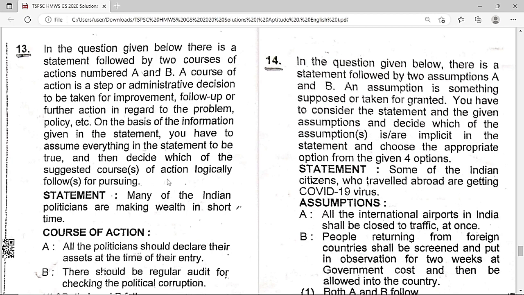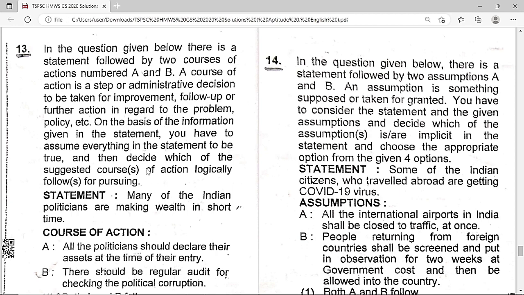On the basis of the information given in the statement, we have to assume everything in the statement to be true. Whatever is given in the statement, we have to assume it is blindly true. And then decide which of the suggested courses of action logically follows for pursuing. So logically, out of these actions A and B, which one can we make happen? It means logically that we need to take it in order to make it happen.